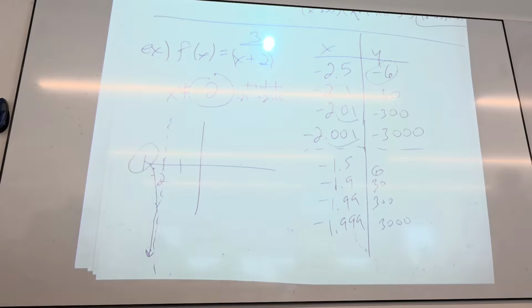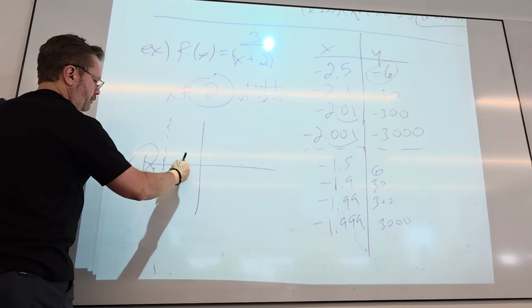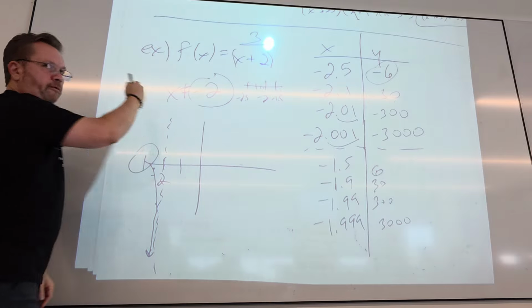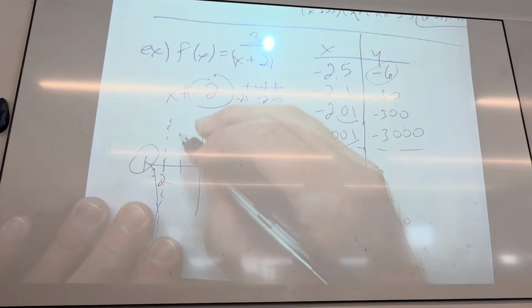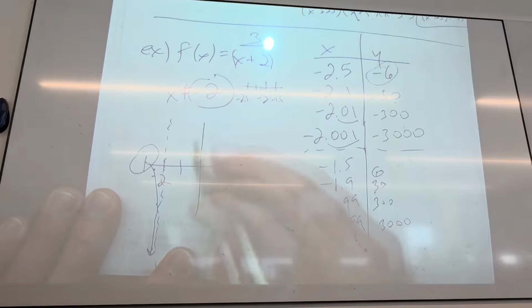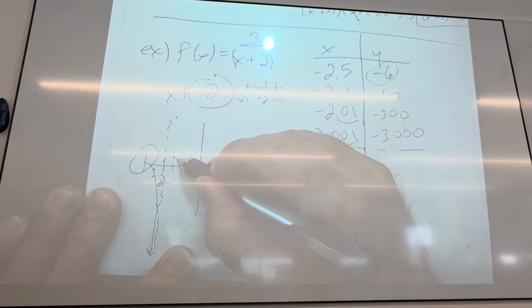Negative 2 makes the bottom 0. To the left of negative 2, it makes the bottom negative. To the right of negative 2, it makes the bottom positive. That's why we got the same answers, just different signs. So what's happening on the other side? It's going up. As my inputs approach negative 2, my outputs go up forever. So negative 1.5 gives 6 and negative 1.99 gives 300, and so on. So it goes up, holy shit.